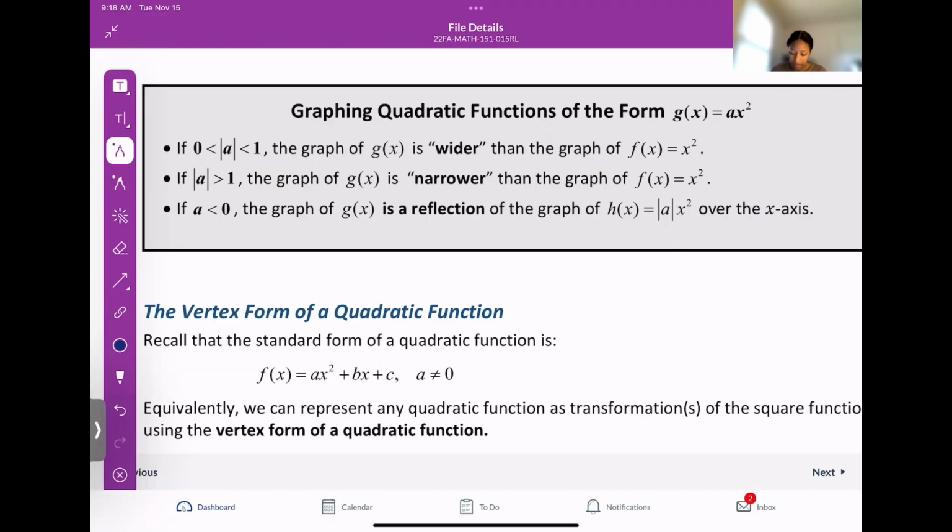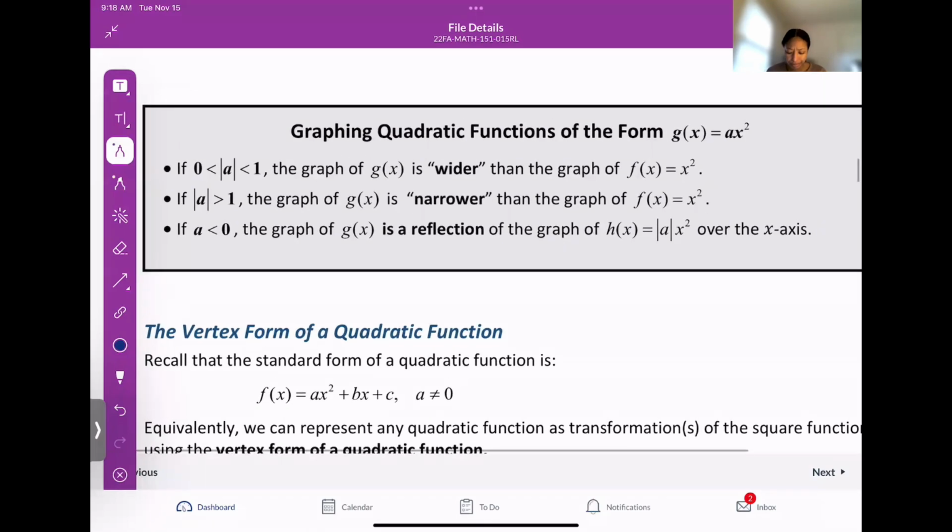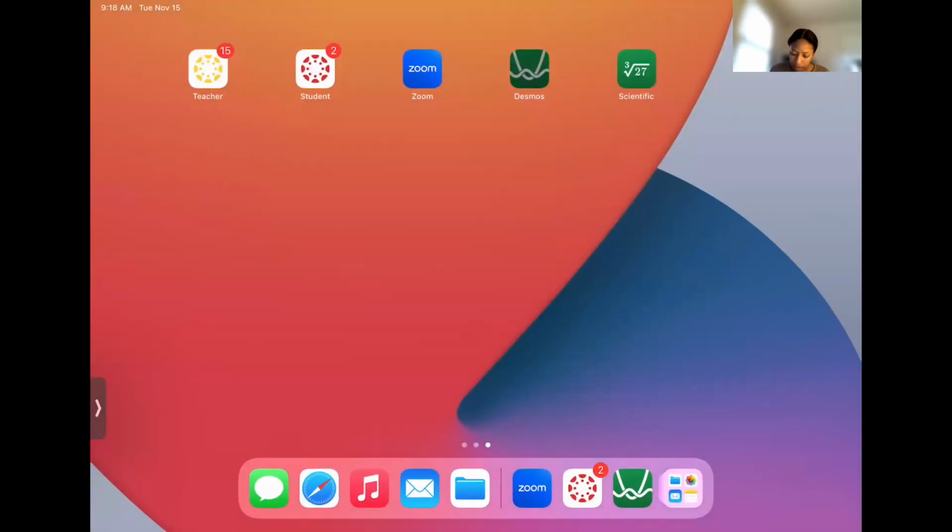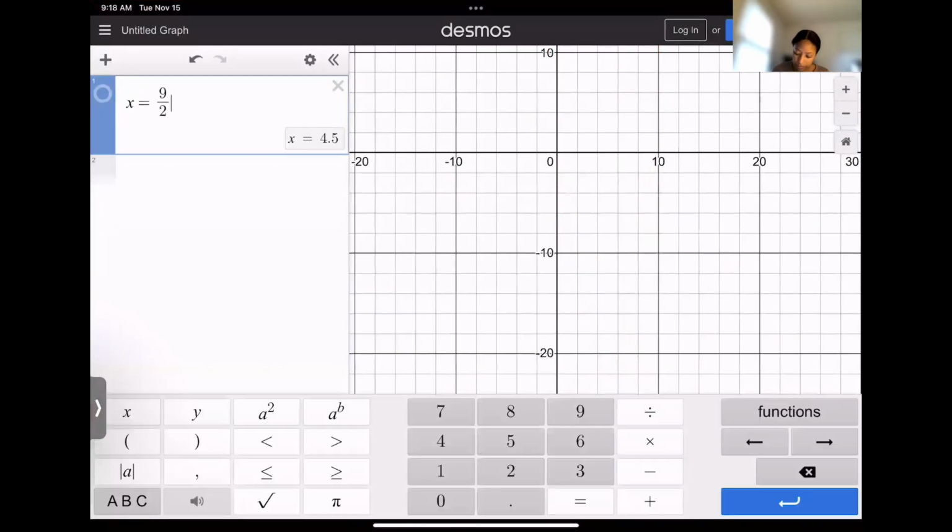So we'll look at the graphs of these. And then if you have something where the absolute value of a is less than 1, or between 0 and 1, you end up with a parabola that is wider than x squared. And last thing, if a is less than 0, we get a reflection of the graph over the x-axis. So we get a downward opening parabola, but we knew that. All right, let's go to Desmos really quickly to compare a few things.